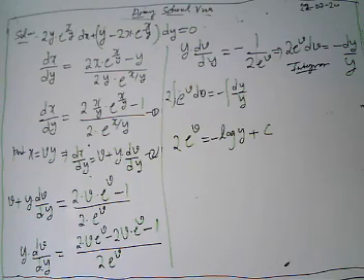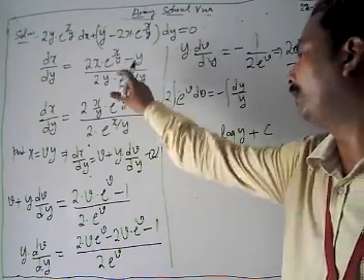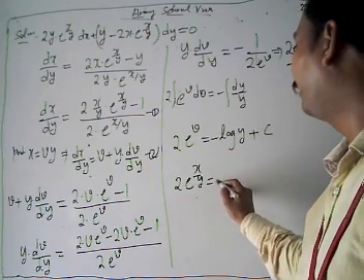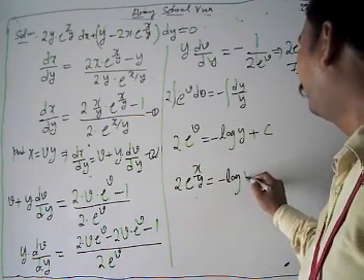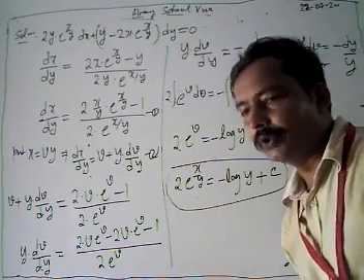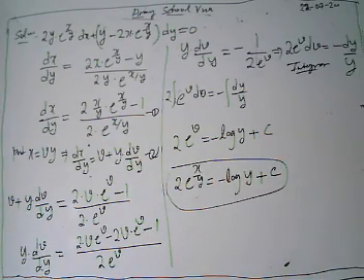Now put the value in the place of v. What do we put? We have to put x by y. Then 2 into e to the power x by y equal to minus log y plus c. This is our required solution of the given differential equation.